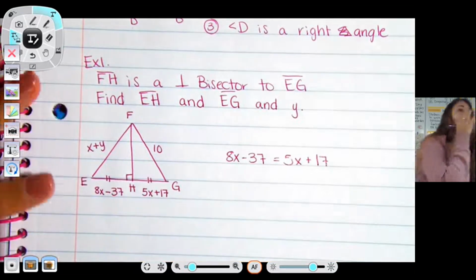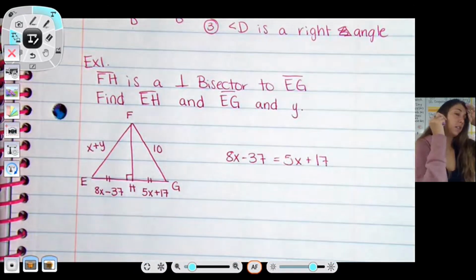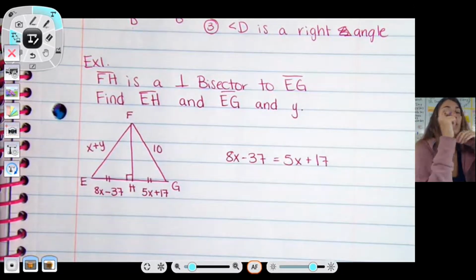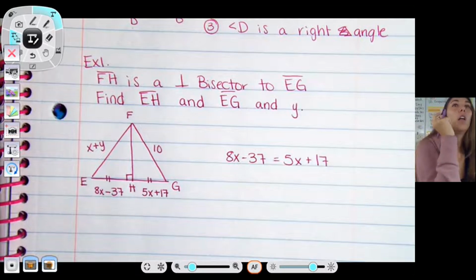Because those two are congruent, you should be able to solve for x. Even though they don't have the congruency statements, you know that it's congruent, and you can add them in there because it tells you it's a perpendicular bisector. If it's bisecting it, bisect means that they're equal.